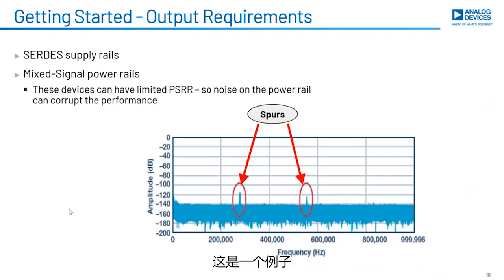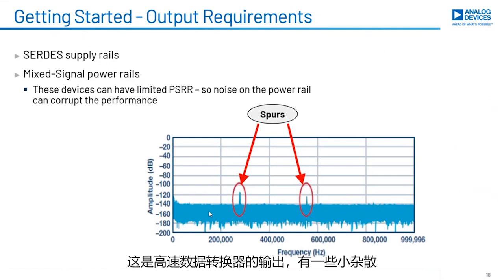And here's an example. This is the output from a high-speed data converter, and we see these little spurs here. These can be related to noise on the power supply rails, and these are generally undesirable.